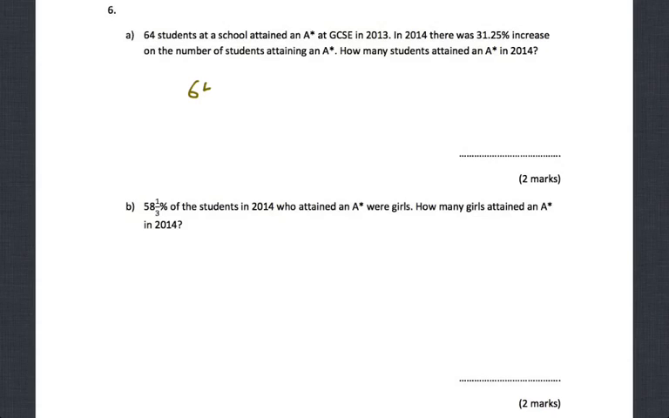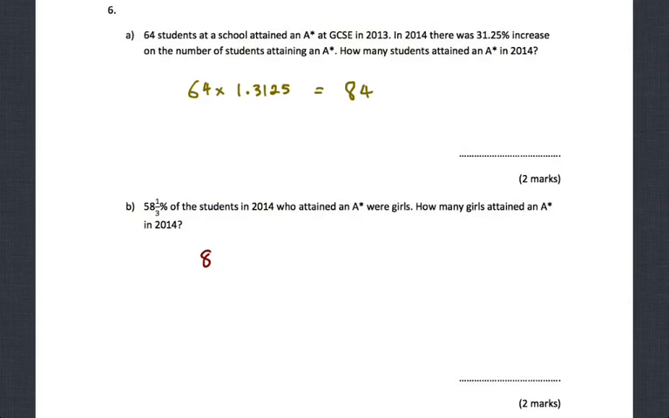So in this question we're looking at percentage change, or increase rather. So increase by 31.25 is finding 131.25%, which as a multiplier is 1.3125. 64 times by 1.3125 is 84.